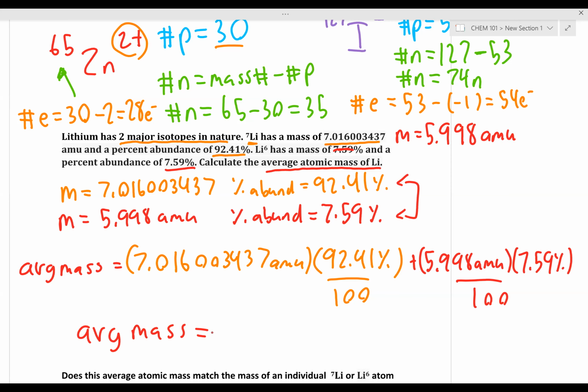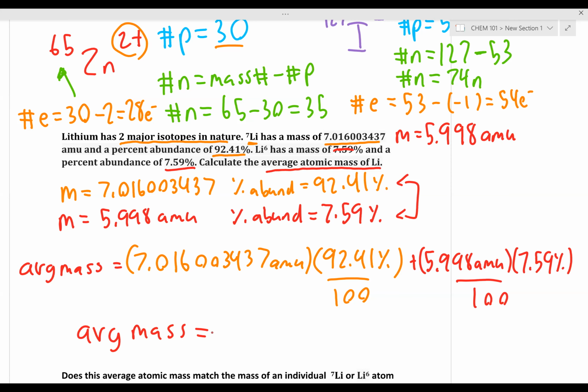Let me pull up the presenter, and during this time, please get out your calculator. Okay, here we go. So now with our calculators ready, let's input each of the components of our calculation. First and foremost, we're going to enter our mass, which is 7.0016003437. Okay, so we have this number entered.